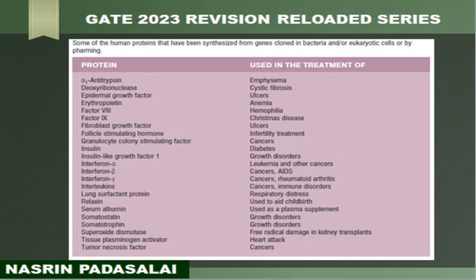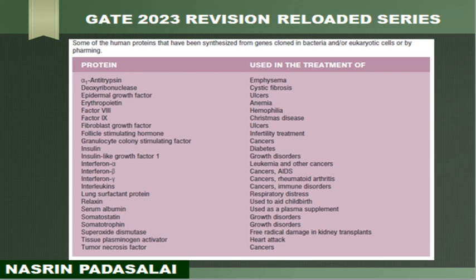Next is factor 8, used in the treatment of hemophilia. Next is factor 9, used in the treatment of Christmas disease. Next is fibroblast growth factor, again used in the treatment of ulcer. Next is FSH, follicle stimulating hormone, used in the treatment of infertility. Next is granulocyte colony stimulating factor, GCSF, used in the treatment of cancer. Next, insulin is used in the treatment of diabetes, but insulin-like growth factor 1 is used in the treatment of growth disorders.